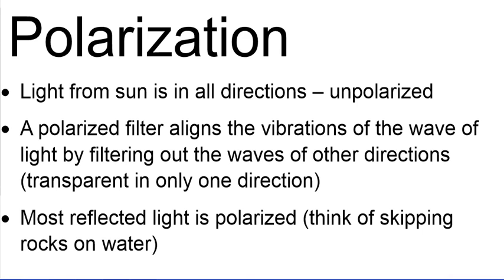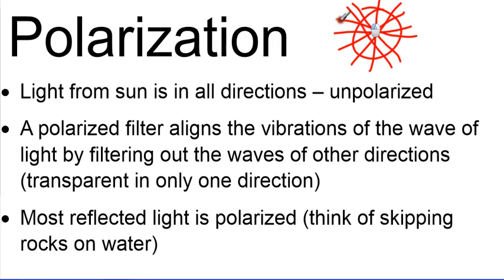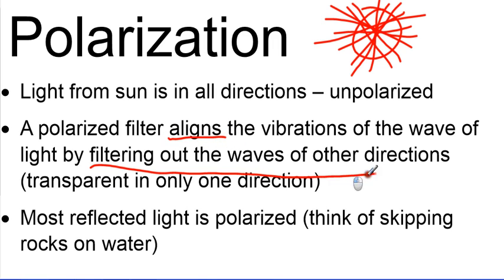Now, polarization. Light from the sun comes in all directions. It is unpolarized. So if I were to draw a circle, that means that the light is coming in all of these different directions, and you can't tell any of this with your eyes by itself. Okay. Now, what a polarized filter does is it aligns the vibrations of the wave by filtering out the waves of other directions. The way to think about it is transparent in only one direction.